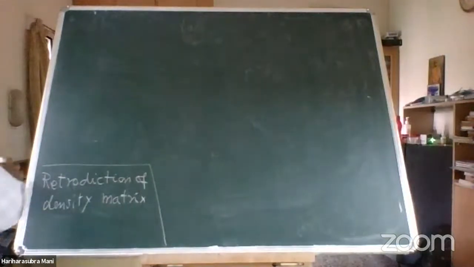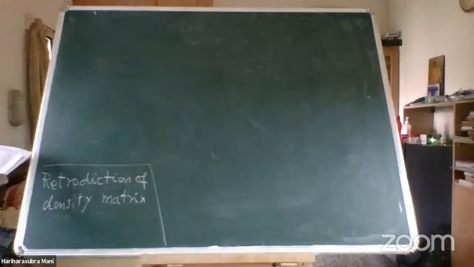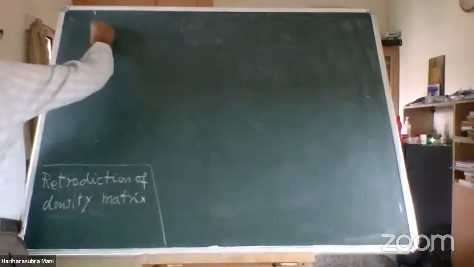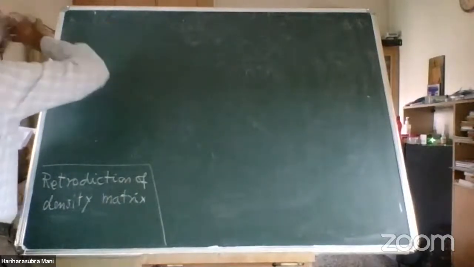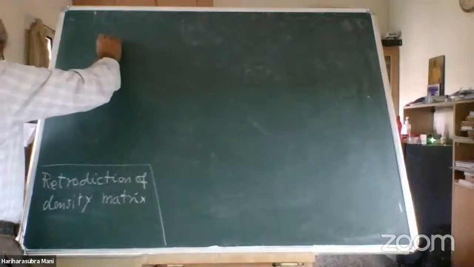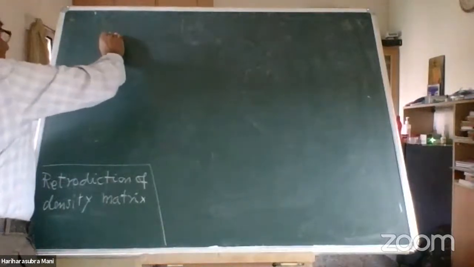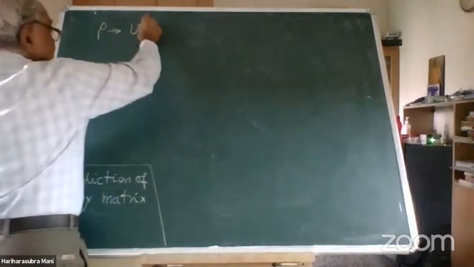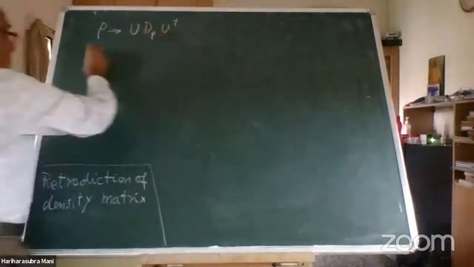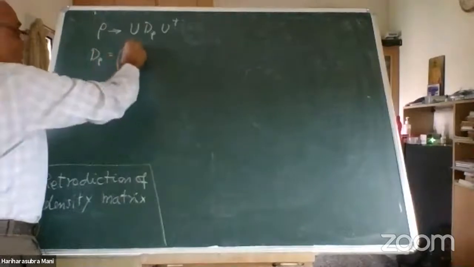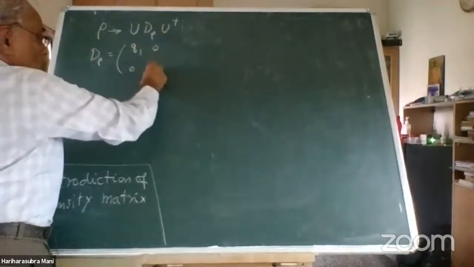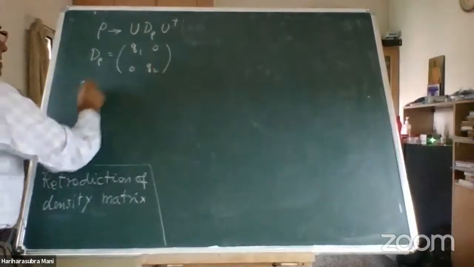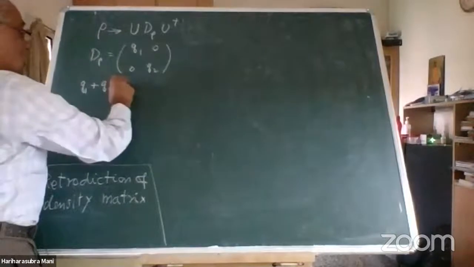Okay. Now I'm ready to make a general statement. I've already indicated two properties of the density matrix. Rho is Hermitian, and trace rho is 1. Now we have the following situation. Since rho is Hermitian, it can be diagonalized. So the diagonal form of rho, by a unitary transformation, has entries which must be real numbers, which let me call Q1, 0, 0, Q2, and the trace Q1 plus Q2 is 1.